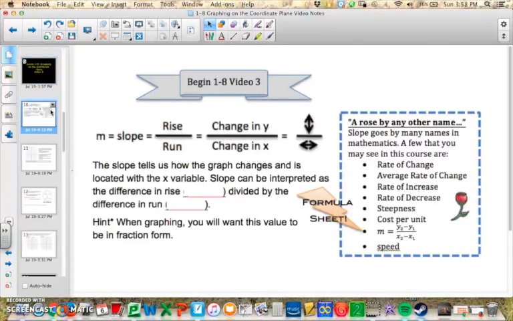So we briefly mentioned the slope in video 2. Right now we are going to go ahead and talk a little bit more about it. Remember in our slope-intercept form, y equals mx plus b, we said that m is going to be our slope.